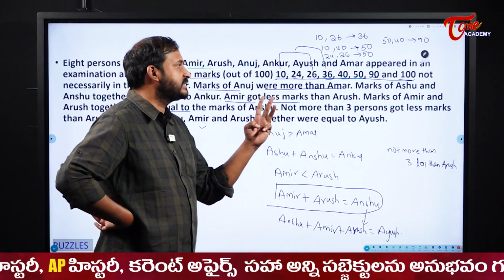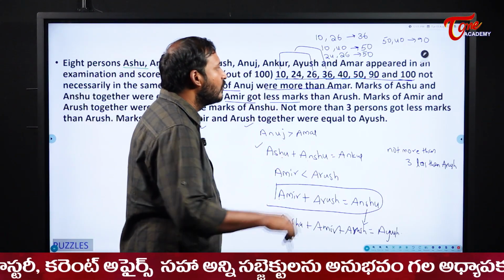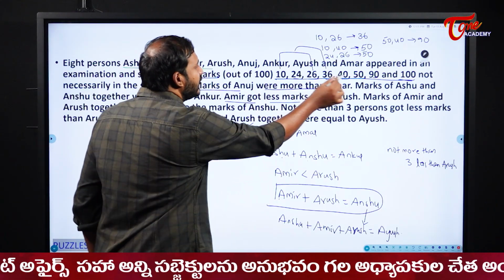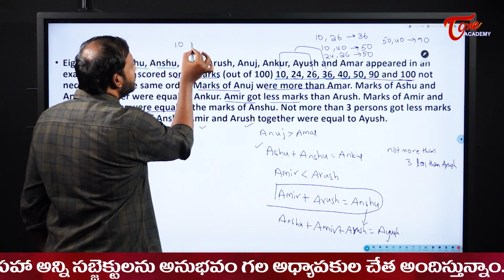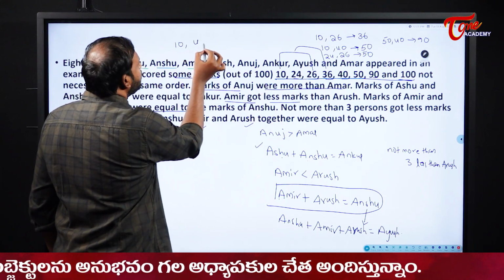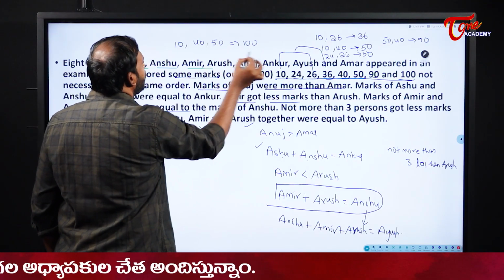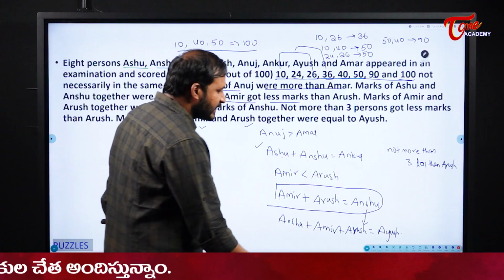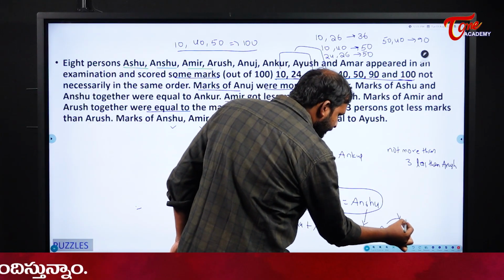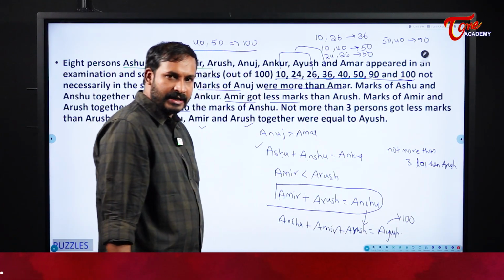So three numbers whose sum is equal to 100 means only one possibility is there here. In this case, what are those? 10, 40, 50. That is equal to 100. This is the only possibility I have. So from this I can say that Ayush is 100. Ayush is scoring 100 marks.